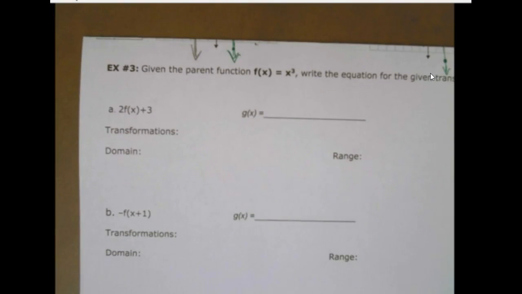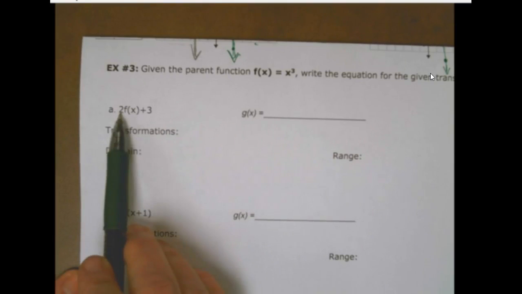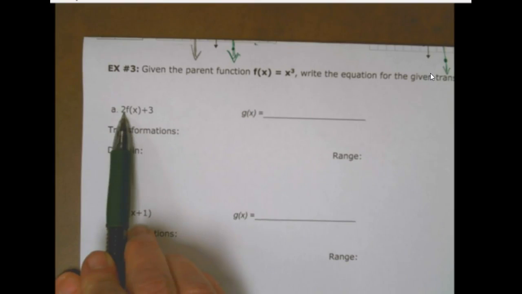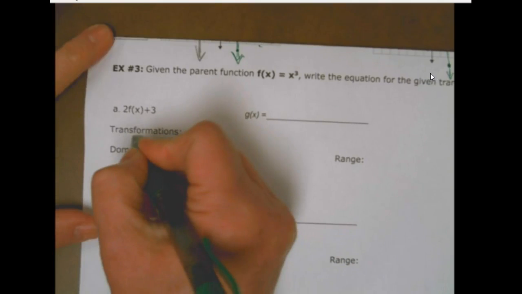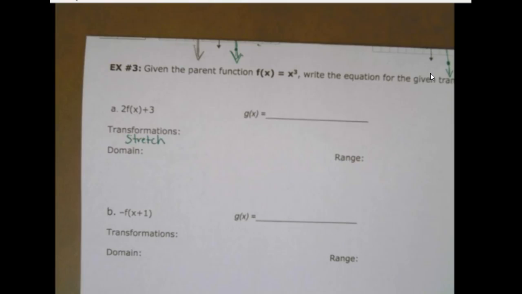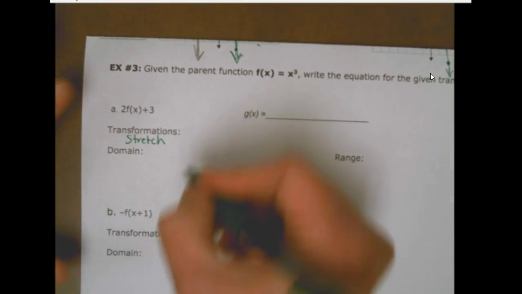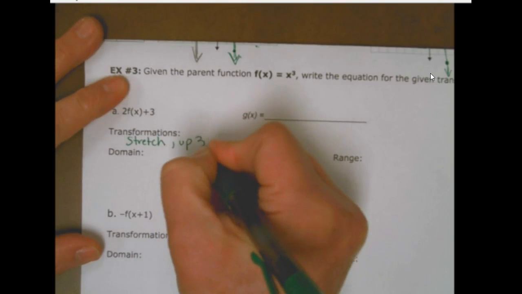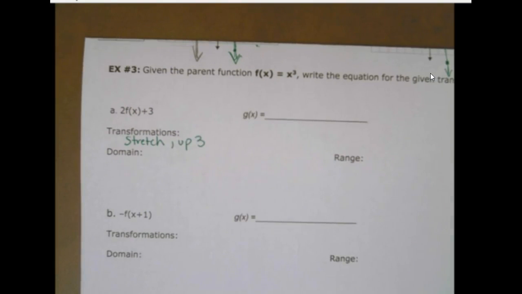Now, sometimes, for obvious reasons, people get confused about the notation that is used here with transformations. What does a number out in front do to the transformation? It makes a stretch. If you want to be technical, it makes a vertical stretch. What does a +3 at the end do? Up 3. Those are the transformations.